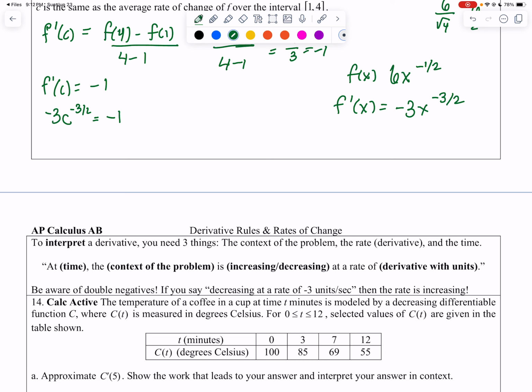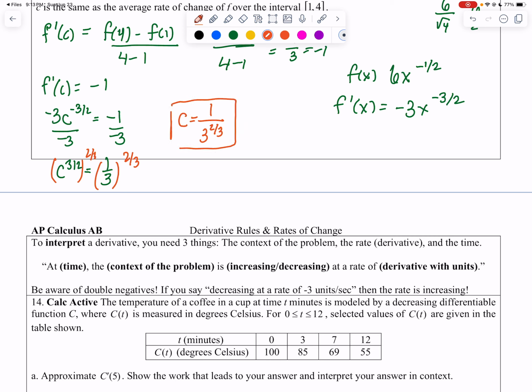I'm solving for c, so I am going to go ahead and divide by negative 3. And that's going to give me c to the 3/2 is equal to 1/3. And then to solve for c, I'm just going to raise each side to the reciprocal power. In this case, my reciprocal is going to be 2/3. So I'm going to raise it to the 2/3. That's going to give me an answer of 1 over 3 to the 2/3. So that means that my c value is this lovely thing right here.